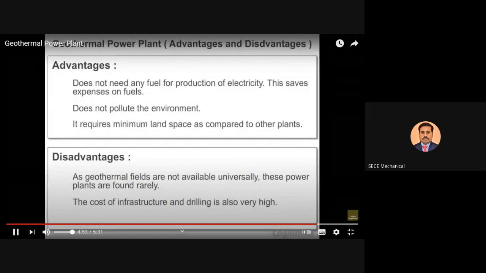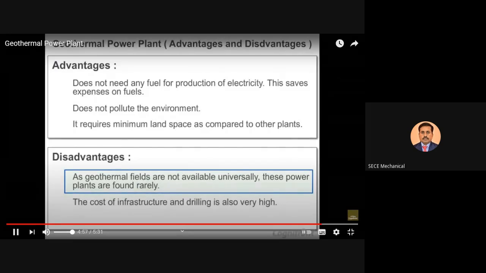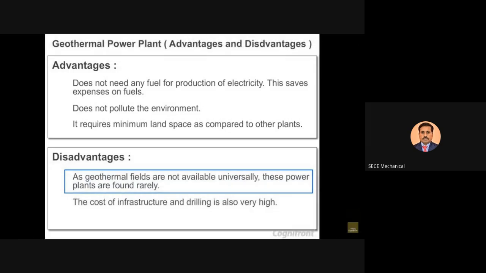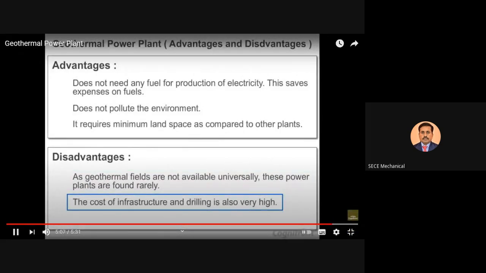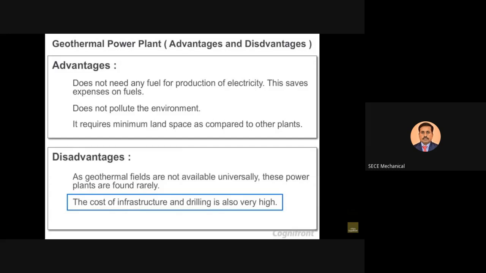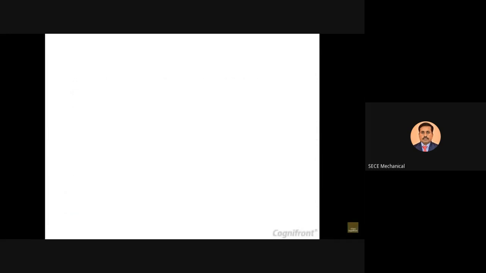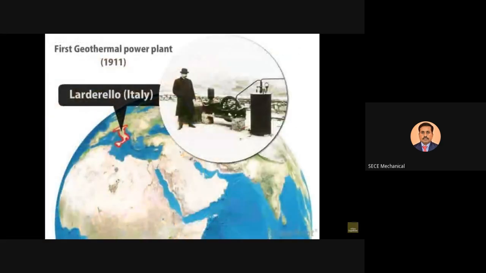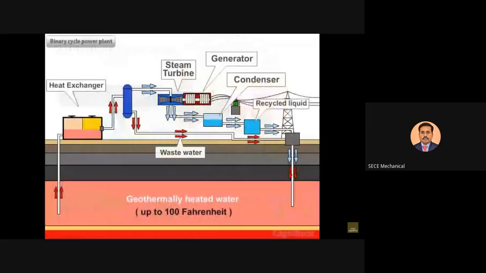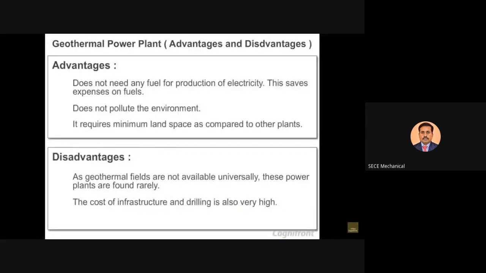However, a geothermal power plant has some disadvantages. As geothermal fields are not available universally, these power plants are found rarely. The cost of infrastructure and drilling is also very high. In this session, we learned about geothermal energy, the history of the geothermal power plant, and the working principle of a geothermal power plant. We also learned its advantages and disadvantages.